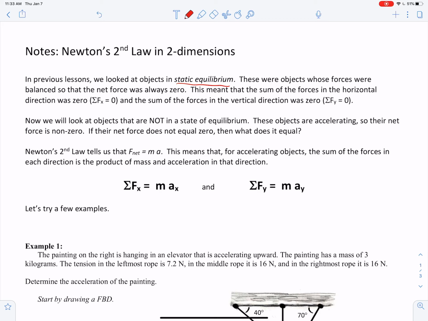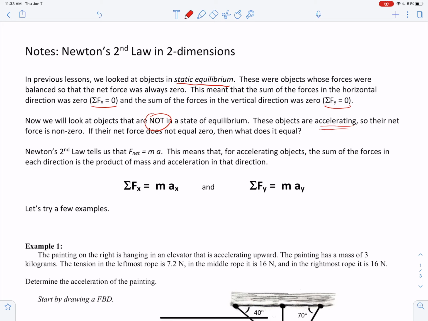These were objects whose forces were balanced so that the net force was always zero. This meant that the sum of the forces in the horizontal direction was zero, which we could write as sum of forces x equals zero, and the sum of the forces in the vertical direction was zero, sum of the forces in the y is zero, okay? But now we're gonna look at something different. Now we will look at objects that are not in a state of equilibrium. These objects are accelerating, so their net force is non-zero.